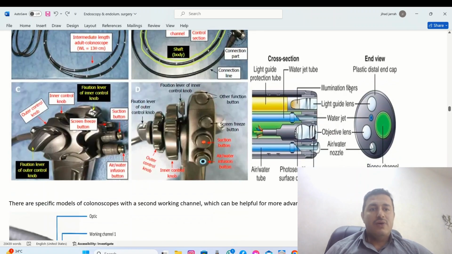You can see this is a light source actually, and here we have the fibers, and here we have the light itself, the lens itself. This is the lens. This is the light, this is the lens, this is from where the water comes, this is the air and water also, you can see here, and this is the biopsy channel.